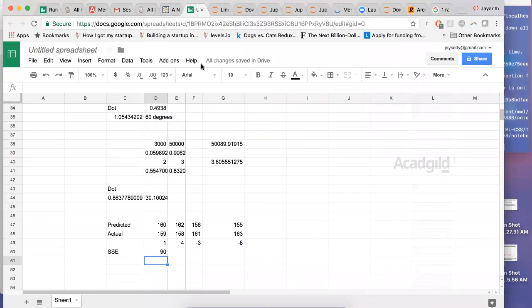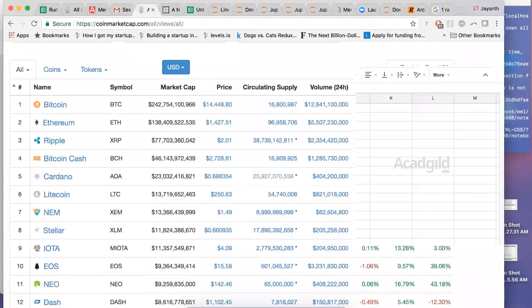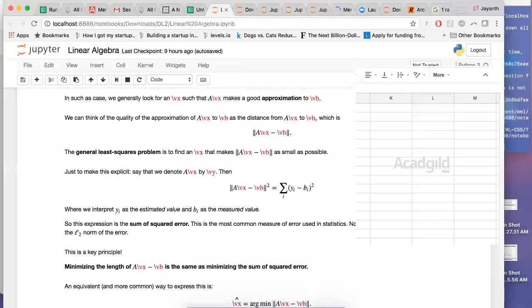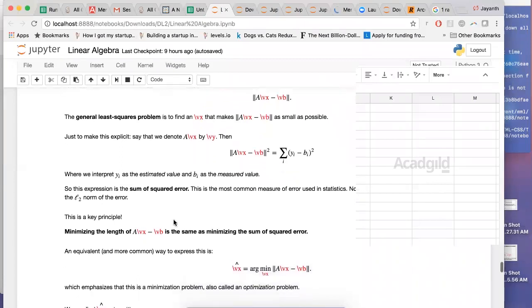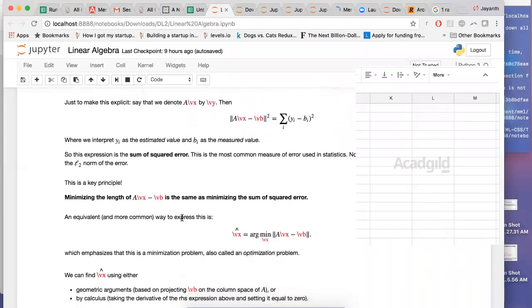Excellent. Similarly, he's just mathematically written it in a nice format, saying sigma (y_i minus b_i) whole squared. Sum of square errors. Now, like I said, this is the key principle: minimizing my prediction error is the same as minimizing the sum of square error.